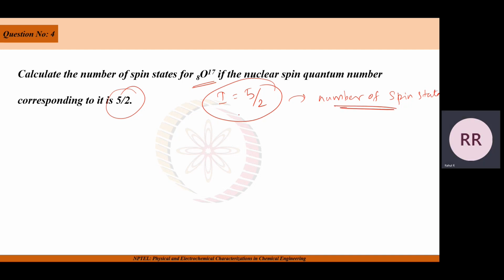I can give you a few seconds to think about the answer. Then after a few seconds, I will explain how to solve this kind of question. So once again, in this question, it is given that I is 5 by 2. This is the input given to you, and with this information, you need to calculate the number of spin states.